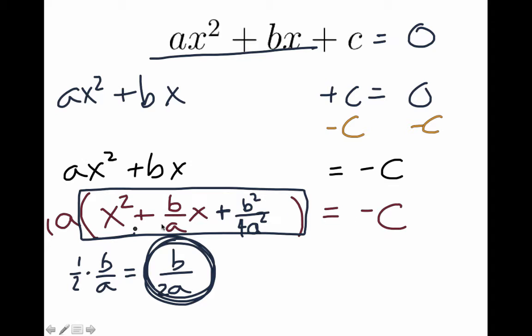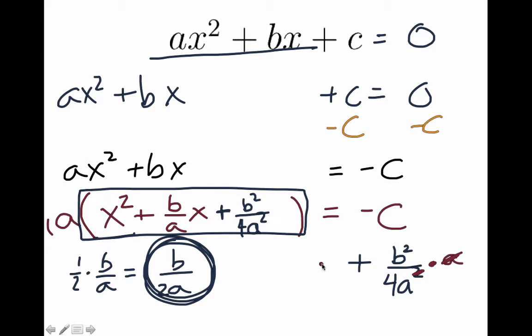But now because we're working on two sides of an equation, if I add something on this side, I have to add it to the other side. Be careful. Algebraically, I didn't add b squared over 4a squared. I added b squared over 4a squared times a. That a would cancel with that, one of those. What I really added on this side was b squared over 4a.